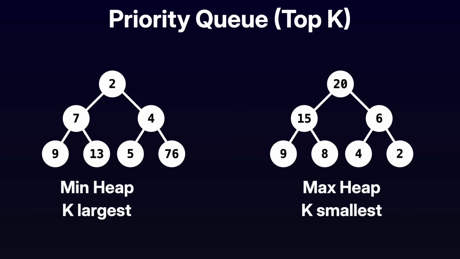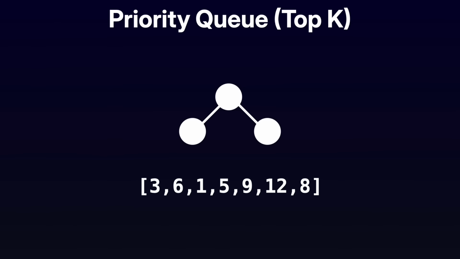The reason is best explained with an example. Let's say we want to find the 3 smallest values in this list of 7. We first create a max heap of size 3. We go through and add the first 3 values to it, 3, 6, and 1, to fill it out. Then, once we hit the 4th value, how do we know whether to add it or not?